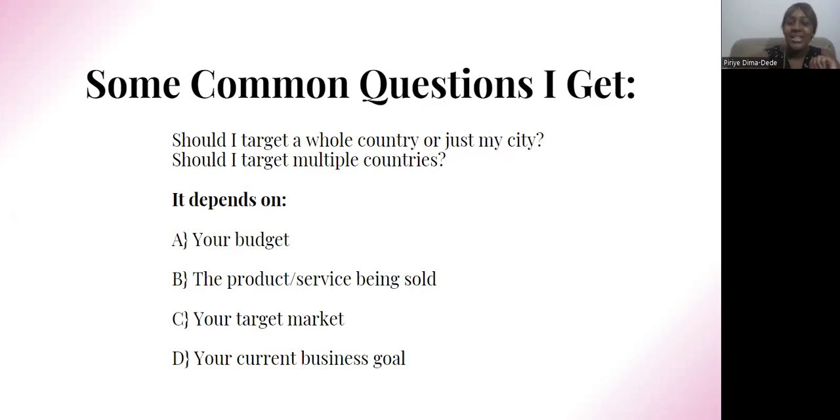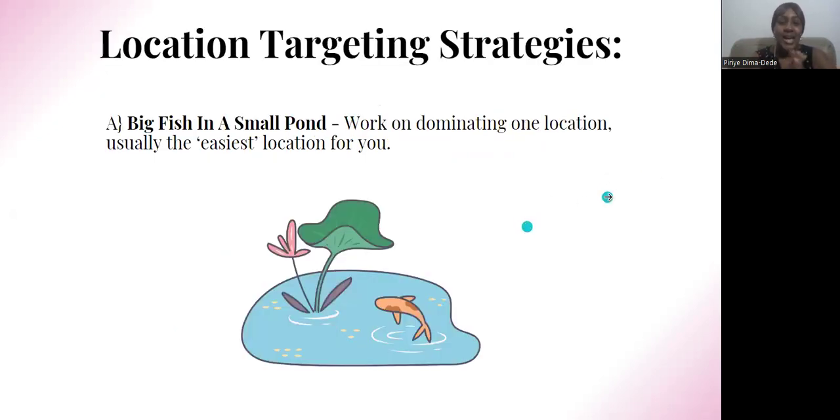And now let's look at some of the location targeting strategies I have for you. The first one I like to call big fish in a small pond, right? So imagine this small pond and then there's a big fish in it, just like the image. Now with this location targeting strategy, your focus is on dominating one location. And that's usually the easiest location for you. So let's say you're based in Lagos, Nigeria, or you're based in London, or whatever city it is that you're in. Your goal with this strategy is to dominate that location.